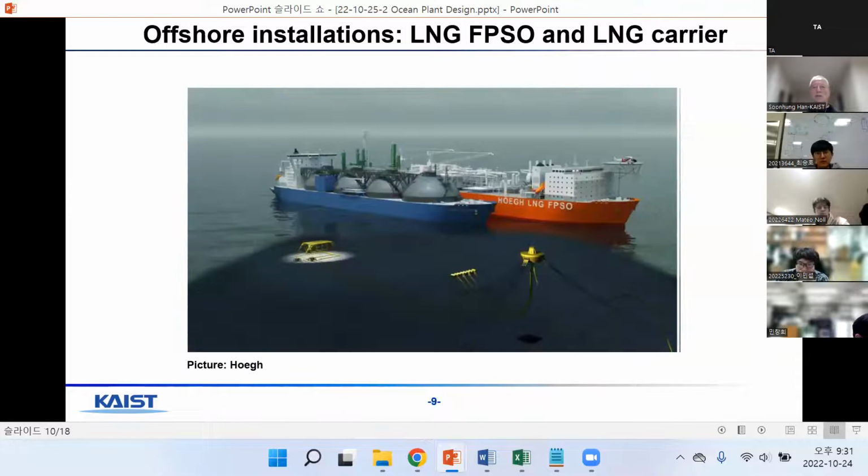And this is a floating type FPSO and LNG FPSO. We already saw the video. And then this is a carrier. So this is the FPSO. When the cargo rooms are full of gas, then the carrier comes for transportation, only for transport. The offloading is coming.